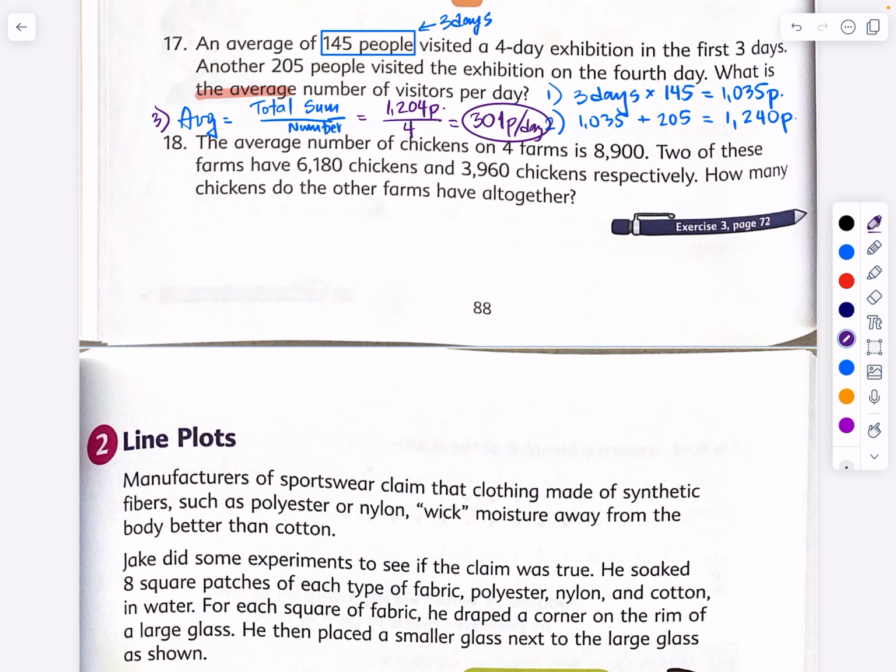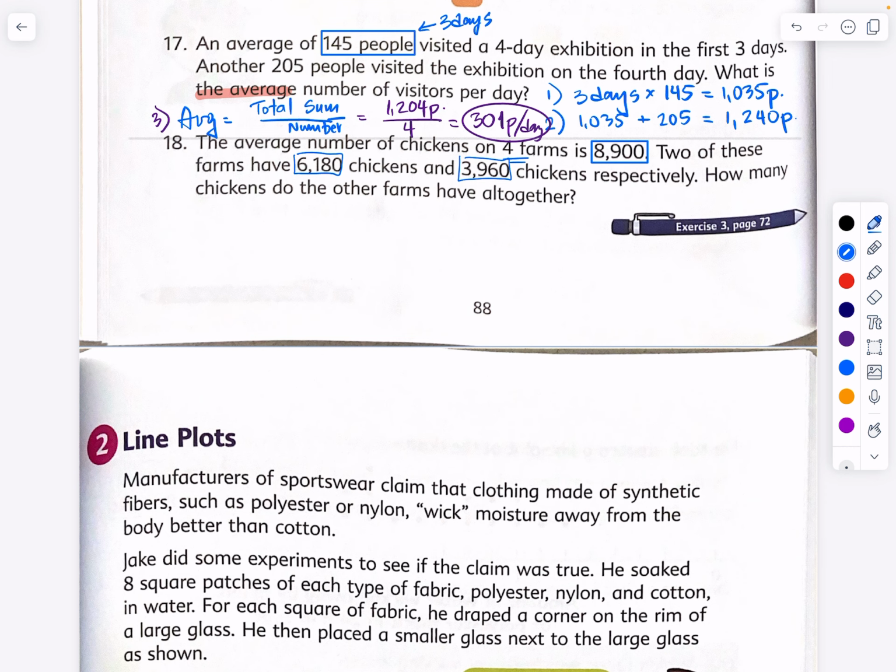The average number of chickens on 4 farms. I always like to separate my problems at least a little bit. The average number of chickens on 4 farms is 8,900. That's the average on 4 farms. 2 of these farms have these many chickens and that many chickens. So 4 farms. How many chickens do the other farms have all together? So again, this is a multi-step average problem and I consider it pretty challenging.